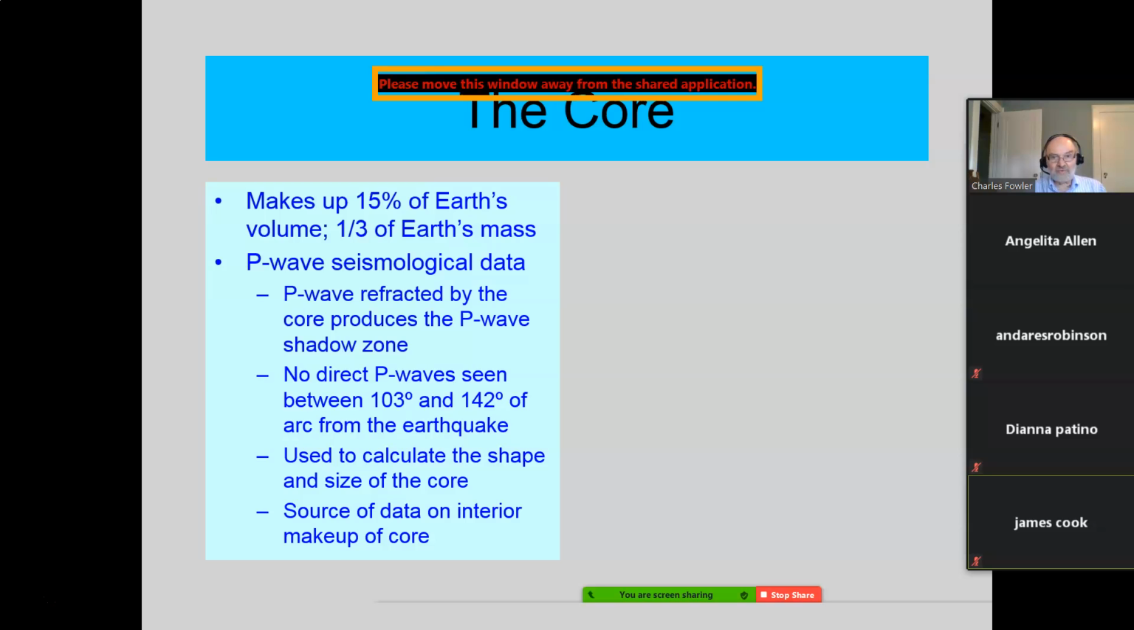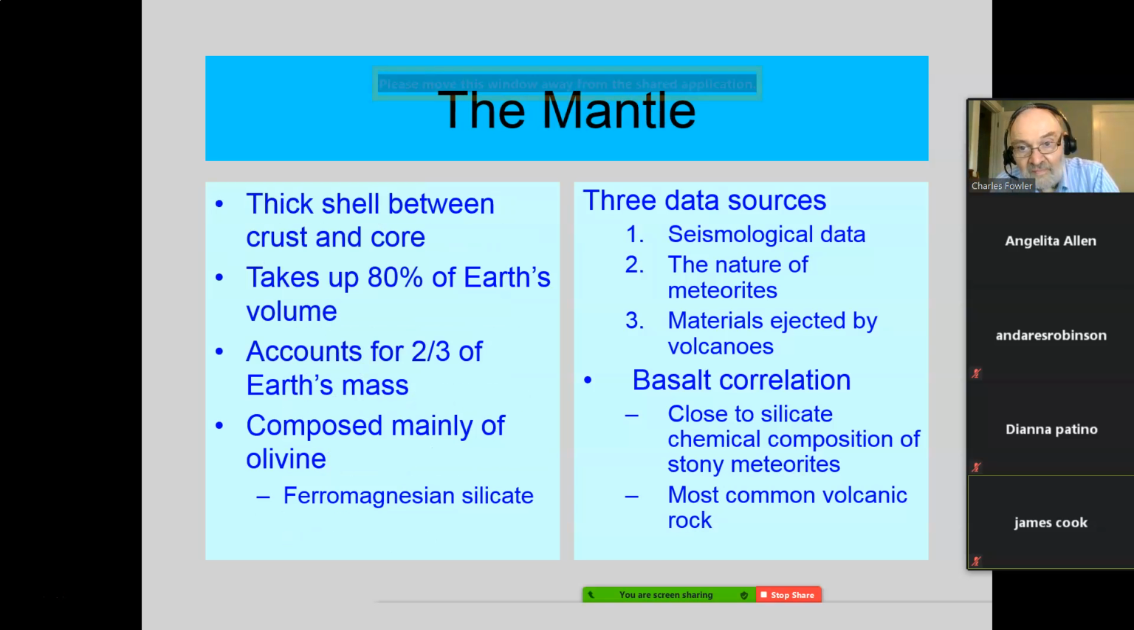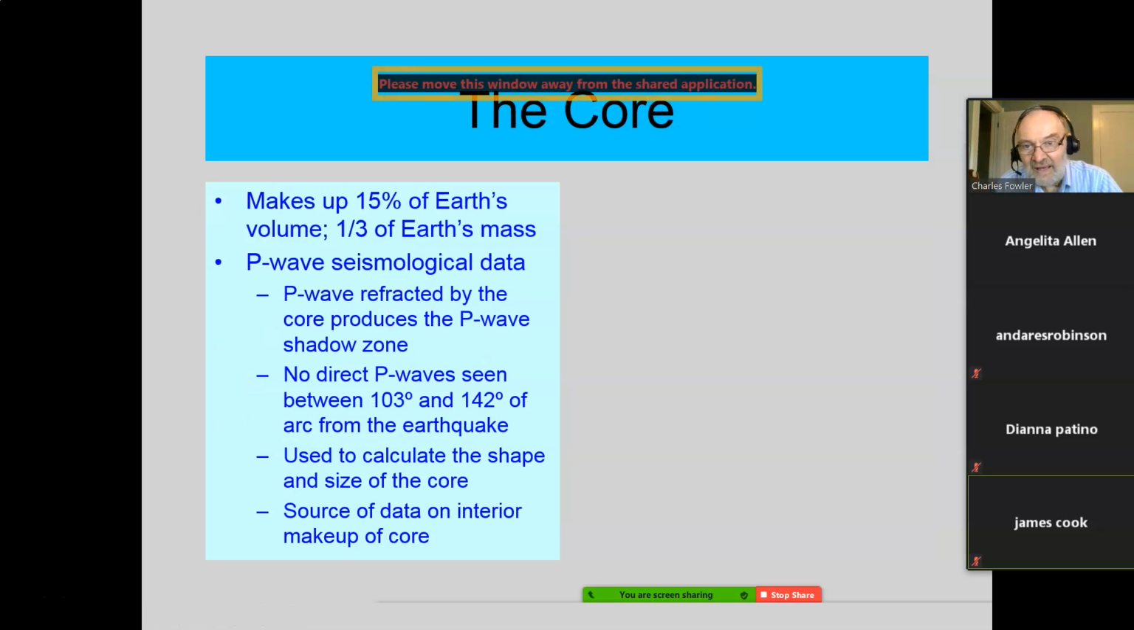Okay, then the mantle, we talked about that. Now we're in the core. The core makes up 15% of the Earth's volume. What was the mantle? Does anyone remember? 80% of the Earth's volume. So if the core is 15%, 80 and 15 is 95. So the crust would make up about 5% of the Earth's volume. Here it is covering the whole Earth, but it only makes up about 5% of the volume of the Earth.